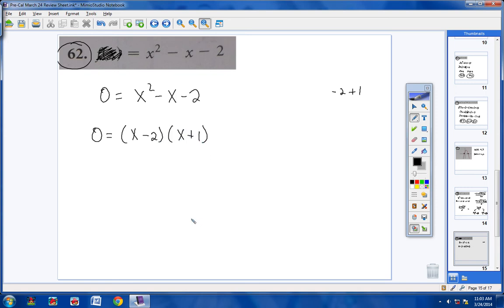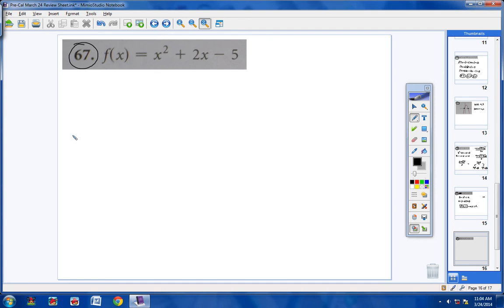All right? So if you take each group and set each group equal to 0, you'll get a positive 2 and a negative 1. So those are your zeros, or we also could say those are your what? If they're your zeros, they're also your x-intercepts, the exact same thing. All right, number 67.